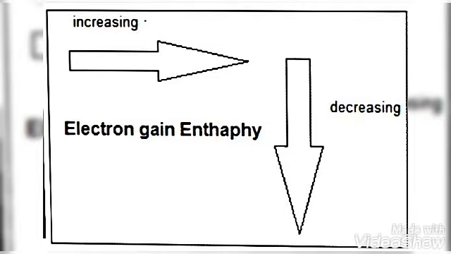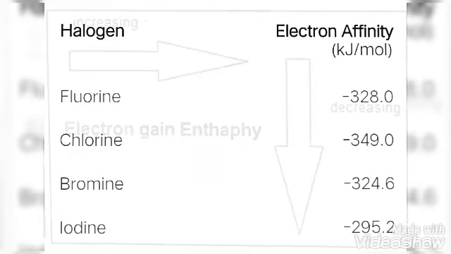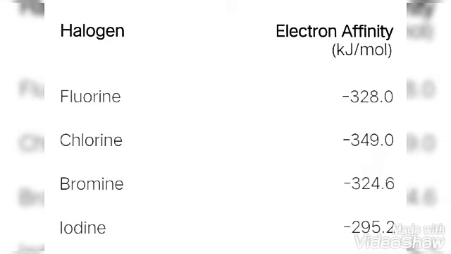Among halogens, it is noticed that the electron affinity of chlorine is slightly more than the electron affinity of fluorine. This is due to the very small size of fluorine, where electron-electron repulsion takes place and some amount of energy is used to overcome this force of repulsion.